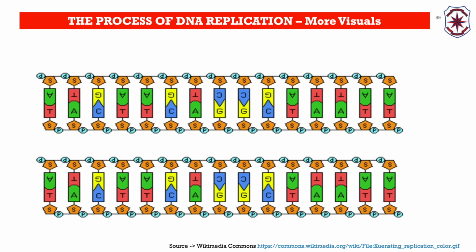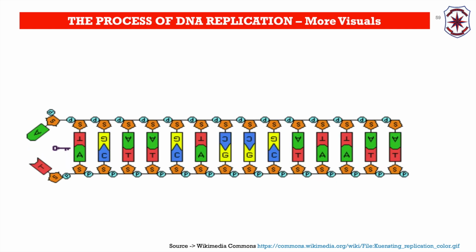The last visual is showing the steps of DNA replication. Let me just play it for you. Check what is happening. This key over there represents an enzyme, right? So this enzyme, its job is to break the weak hydrogen bonds between the two strands. Let's check.